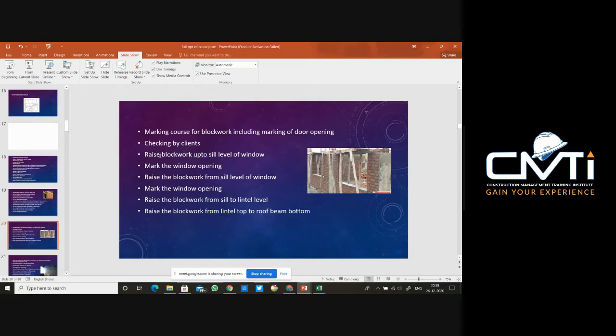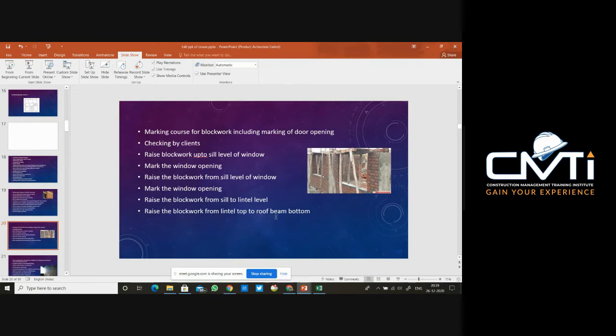Then we raise the block work up to the sill level of the window. And after it is done, we have to mark the openings of the windows. Then we raise the block work from the sill level to the top of the window, mark the window opening, and then raise the block work to the lintel level.